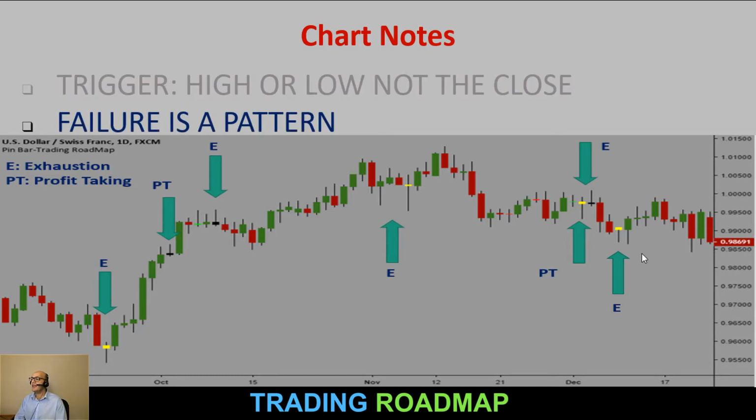The second thing: the failure is a pattern. Have you seen the same bar when it failed? We will discuss the failure later, but when the pattern fails, it might be another opportunity to add to your position, and we will discuss how to combine this later with the inside bar and the outside bar.